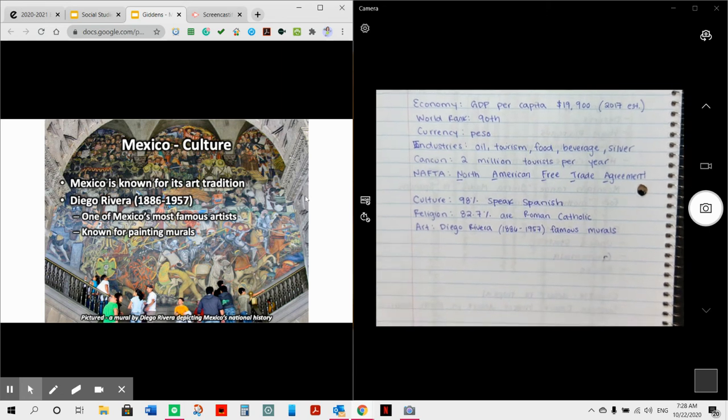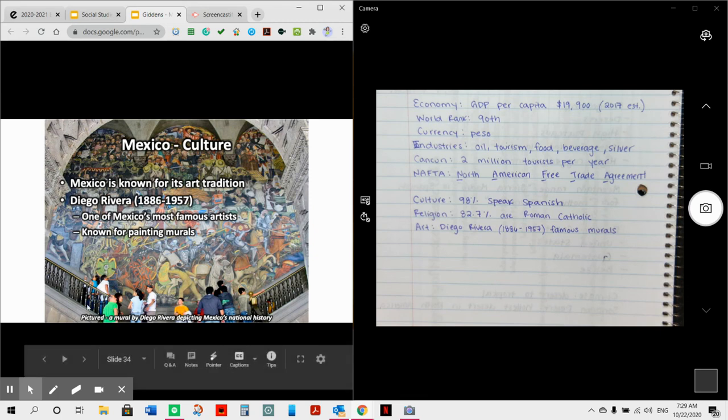And this is one of his murals. You can tell it's very detailed, very pretty. This is, as it says in the caption, pictured a mural by Diego Rivera depicting Mexico's national history. Awesome.